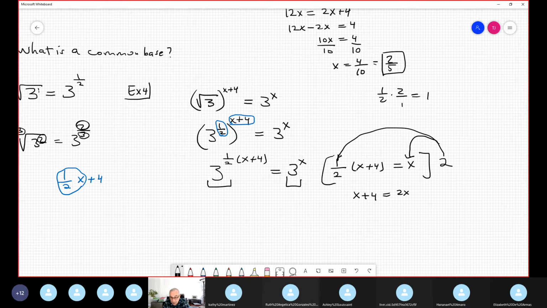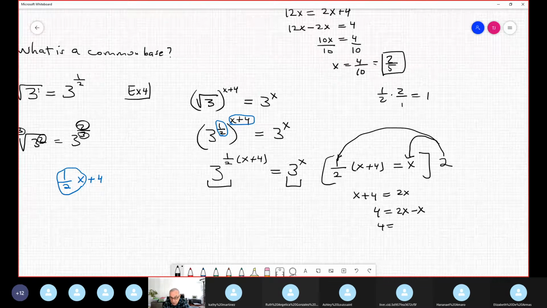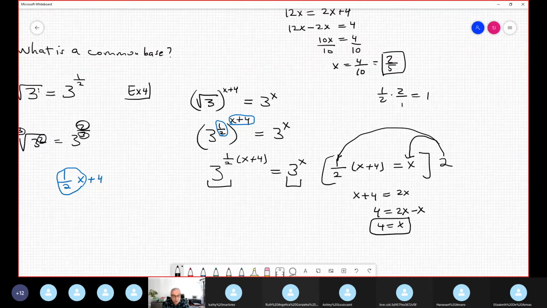Now, finally, 4 is equal to 2x minus x. I move this x to the right-hand side. So 4 equal to 2x minus x, which is x. Wow, it's the answer. x equal 4 is the answer.